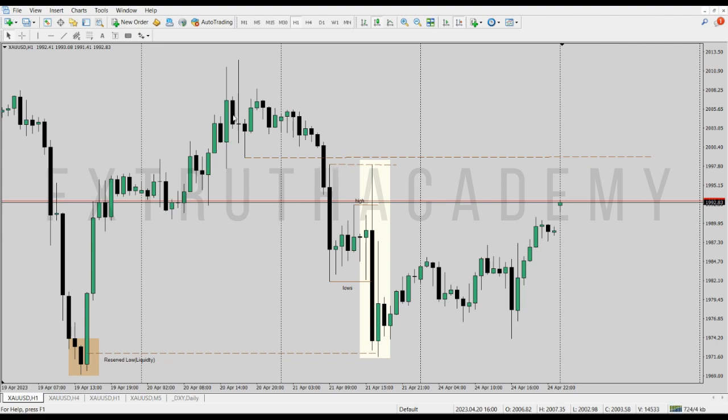Mitigation block is price went higher, came down, moved higher, but failed to take out this particular high. So this low right here is a mitigation block, because there are buy orders here, the price that the market makers will want to come and fill.